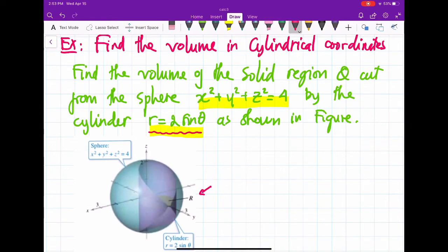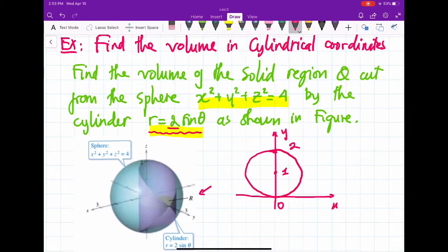Look at this. If you draw the xy plane, right, you have 2 times sine of theta. What is that? That is 2 right here. And the circle centered at 1, radius equal to 1. So that is your r equal to 2 sine of theta. Okay, and then you consider some cylinder, which is free with respect to z, right? So you have that cylinder right here.